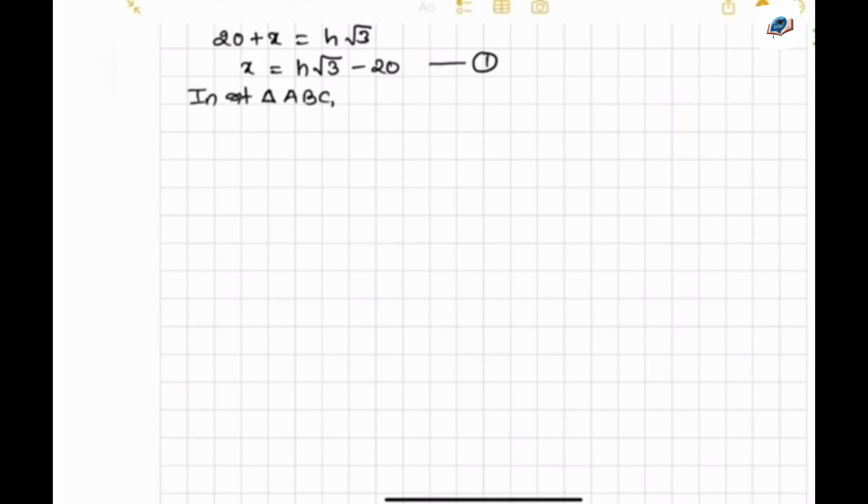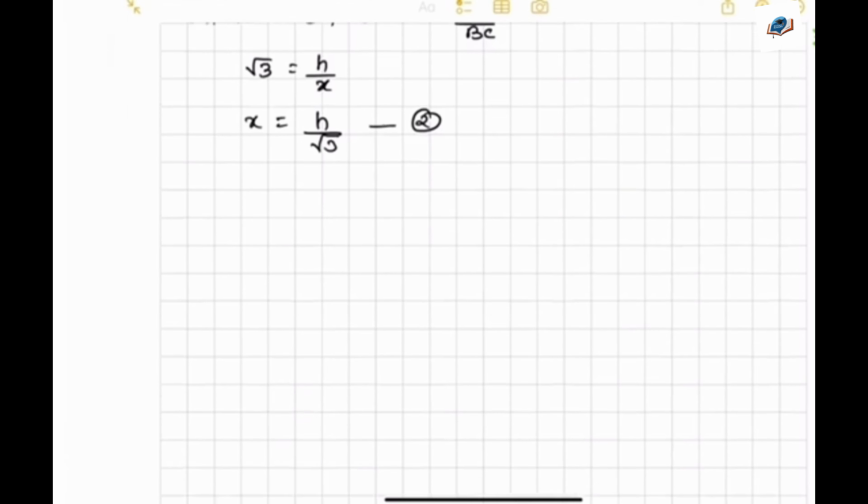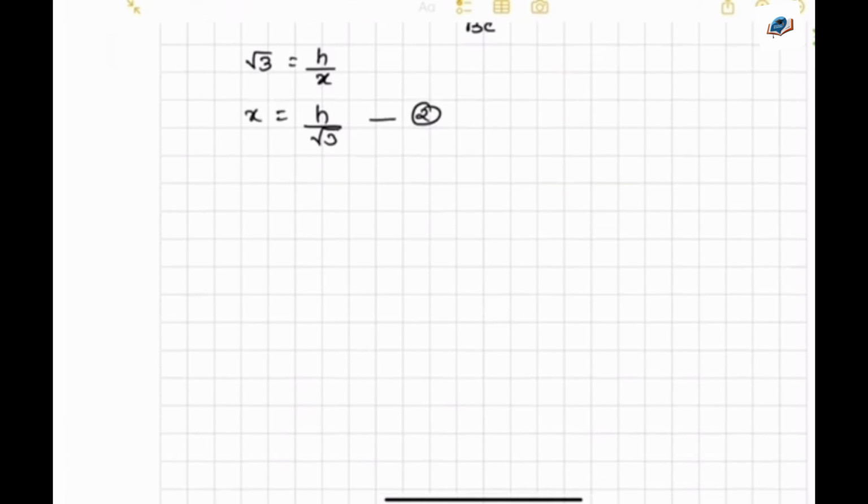Now, in right triangle ABC, tan 60 will be AB upon BC. So, root 3 equal to h upon x. So, I can say x will be h upon root 3. This is 2. Now, both 1 and 2 will be equal because both are the values of x. So, 1 equal to 2.